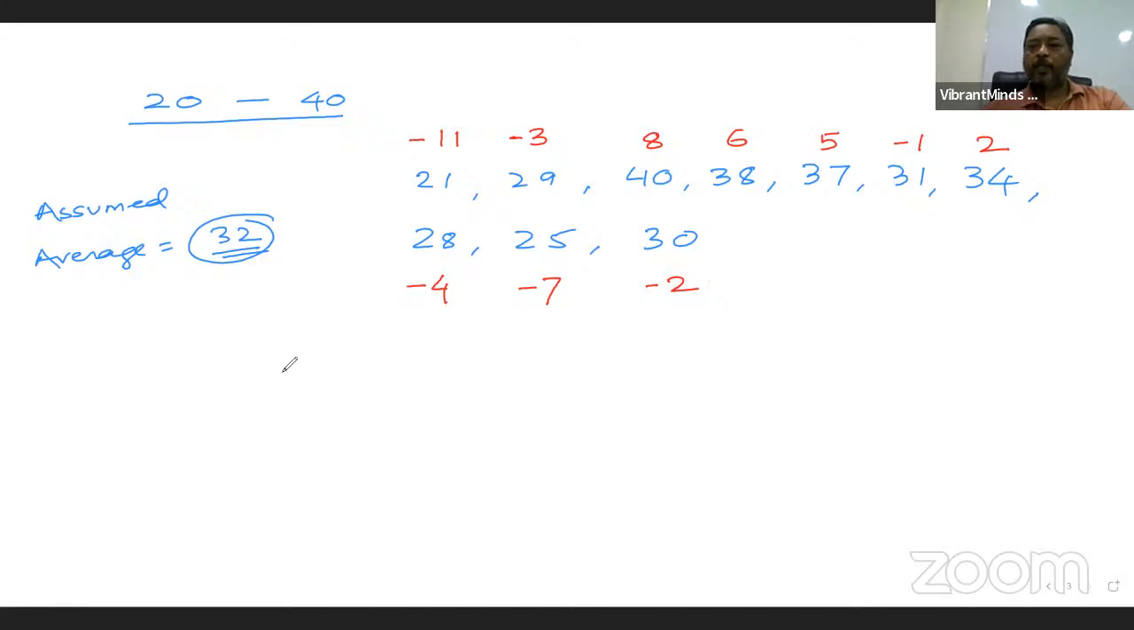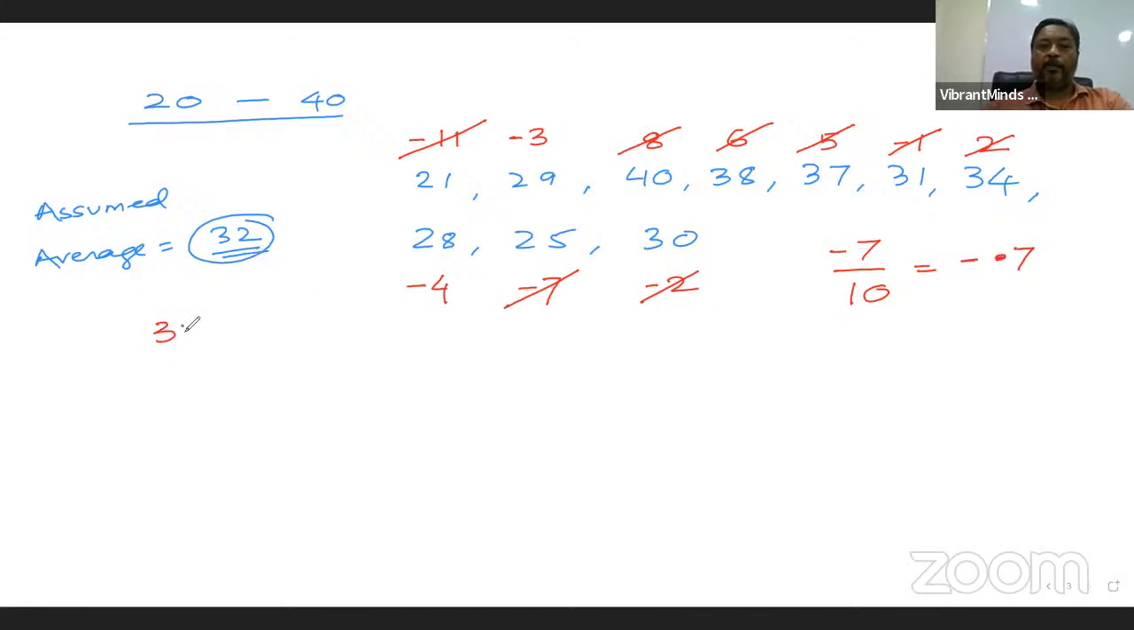Clear? Now please see. 2 minus 2 got cancelled. Clear? 7 minus 7 got cancelled, minus 1 and 8 got cancelled. 6 and 5 and 11 got cancelled. I am left with only minus 7, minus 3 and minus 4, and we have 10 numbers. So what will be? It will be minus 0.7.